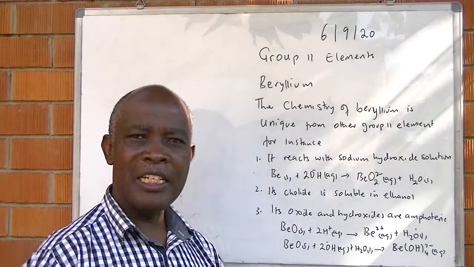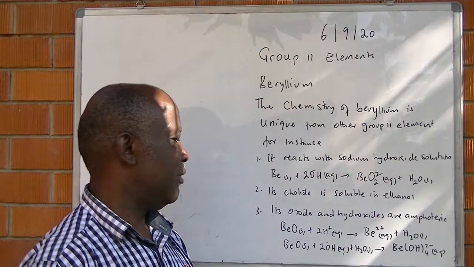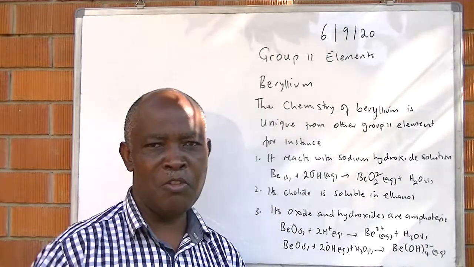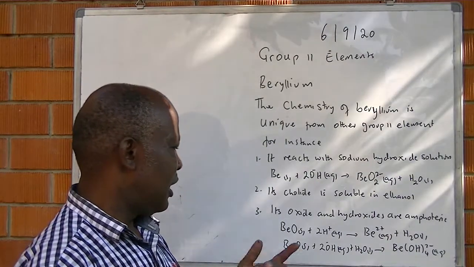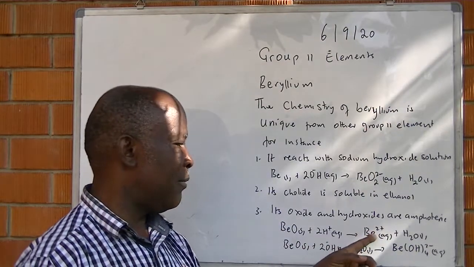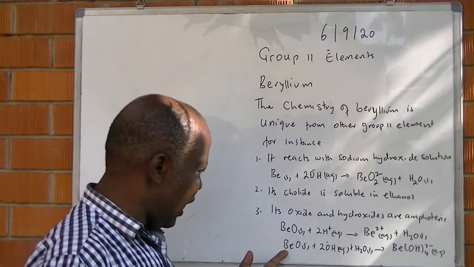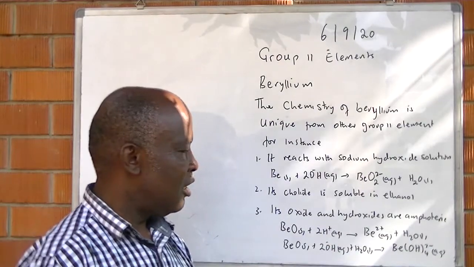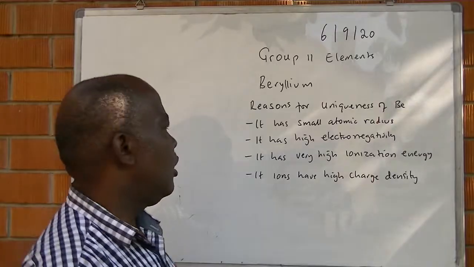Beryllium oxide and hydroxides are amphoteric. An amphoteric compound is one that reacts with both acids and bases. Here, beryllium oxide reacts with acid to form beryllium salt and water. Also, beryllium oxide reacts with sodium hydroxide to form a complex ion.